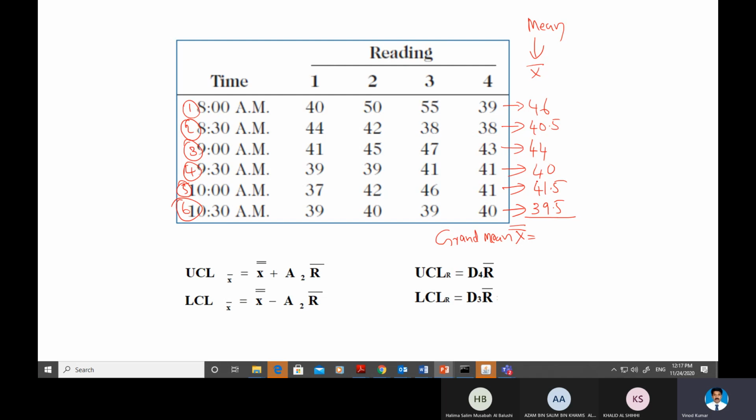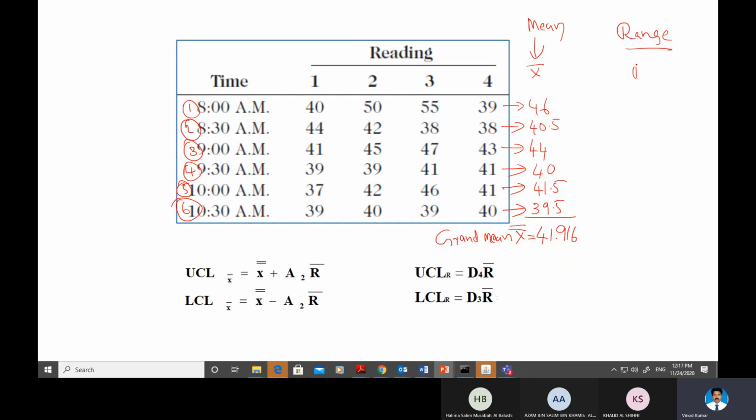So can you take the average of the mean? That is called the grand mean. Average of the mean is called grand mean. How much? 41.916. Very good. Until here it is clear to you, right? Yes, doctor. Now this is the grand mean, X double bar, and this is X bar. Now we go for range.